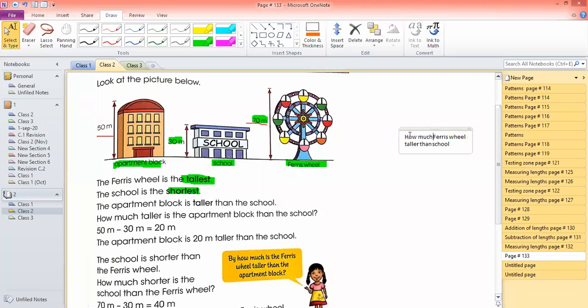How much taller is the Ferris wheel than the school? This is the question. 70 meters, the height of the Ferris wheel, and 30 meters, the height of the school.